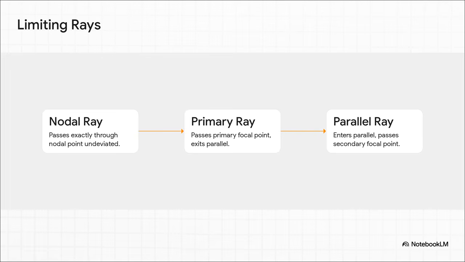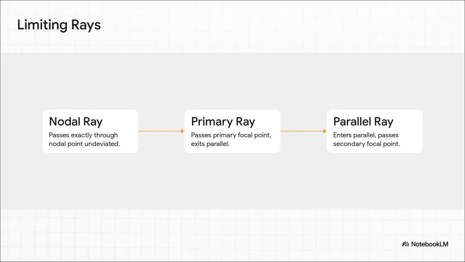First up, trace the nodal ray. This is the undeviated anchor of our whole system. It shoots straight from the object's tip, goes perfectly through the optical center of the lens, and just continues on a perfectly straight line. Next, trace the primary focal ray. This one passes through the front or primary focal point. Because of how the lens bends it, it exits perfectly parallel to the optical axis. Finally, trace the parallel ray. It comes in flat and parallel, hits the lens, and gets bent directly through the secondary focal point on the other side. You absolutely need to memorize this exact behavior.